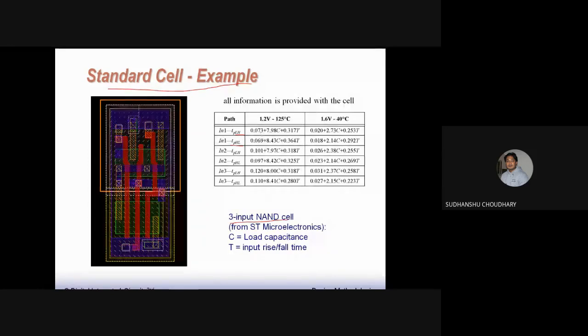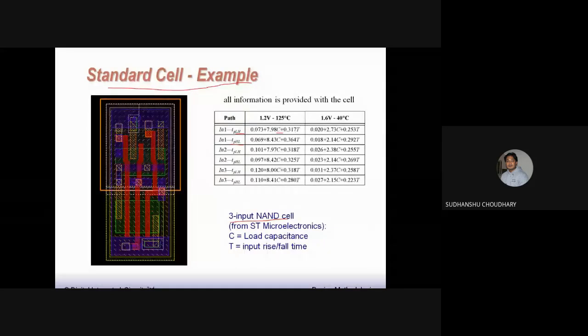And C and T over here. C here means load capacitance, and T means input rise or fall time. Right? So T means rise or fall time, and C means the load capacitance. In fact, this is also the layout of this 3-input NAND gate. So this is a standard cell. When you are trying to create an automatic layout for any bigger circuit, then this standard cell may be utilized.